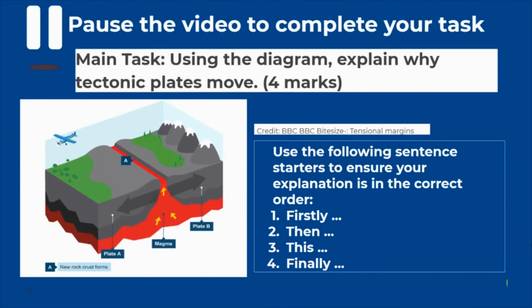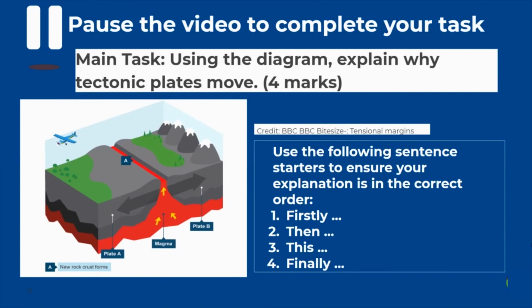Okay, so this is the main task of today's lesson. And what I'm asking you to do is, using the diagram, explain why tectonic plates move. And that question is going to be worth 4 marks. Now, this is a really, really common exam question. And often you will get given a diagram and you need to make reference to it to make sure that you get the marks. Now, the question here is explain. So that means we have to give reasons why the tectonic plate moves. But we need to use the diagram.